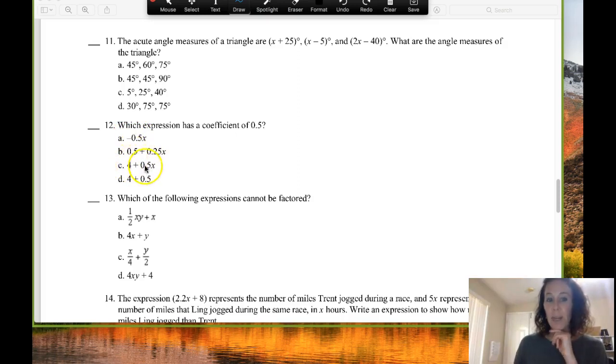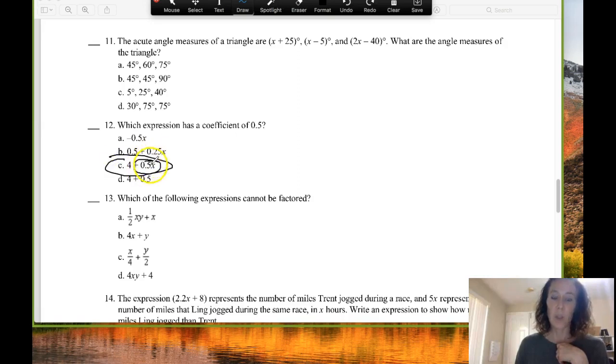Okay. This one has 0.5x. So there is my coefficient of 0.5. This one has a 0.5, but it's a constant by itself. So it's C. This one is the only expression that has a coefficient of 0.5. Once again, make sure you understand what coefficient means. It's the term in front of your variable. It tells you how many of these variables you have, and what your constant means. It's your number by itself.